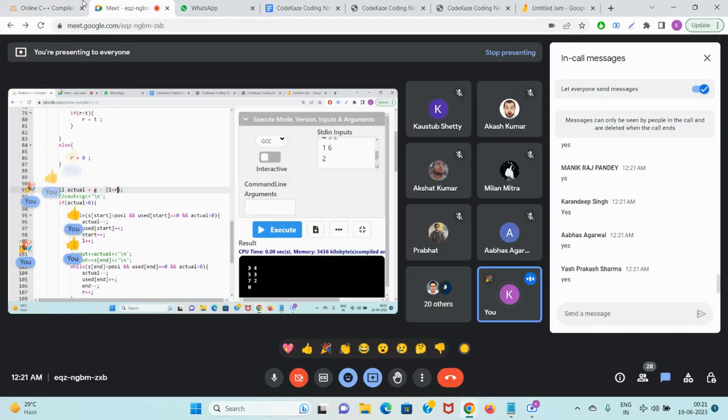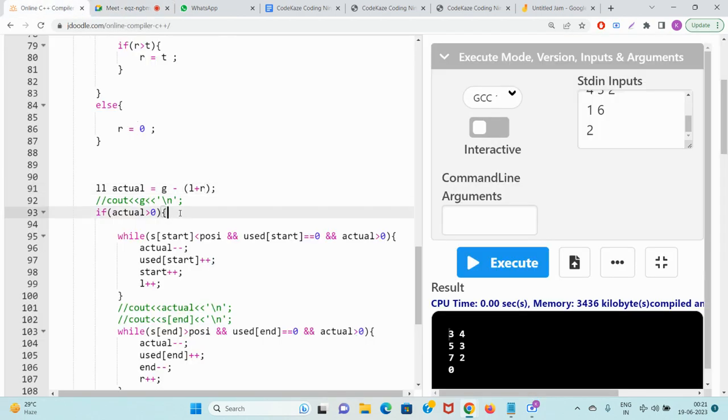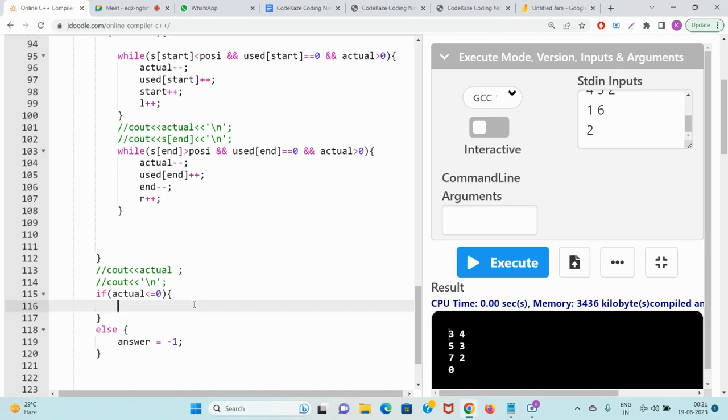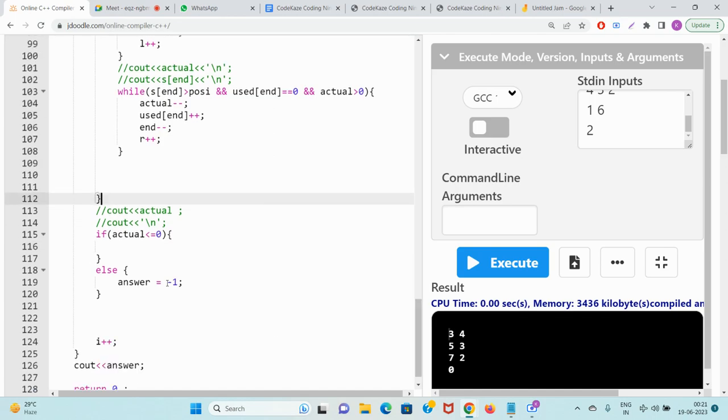Okay, did you understand actual? Okay. Guys, if actual is greater than 0, then only you will try to kill it. If actual is less than or equal to 0, then there is no need to do anything. And after doing all the operations, if actual is less than or equal to 0, good. If not, then answer equals -1.